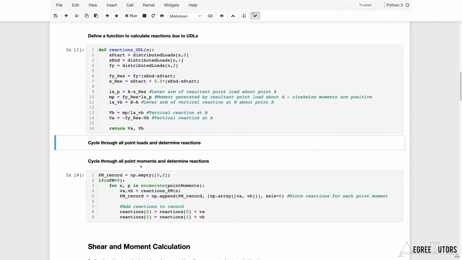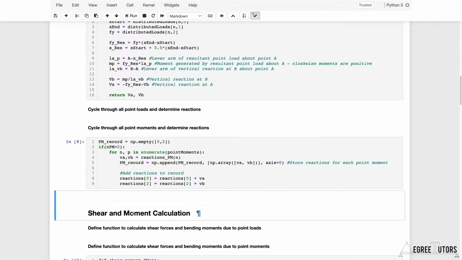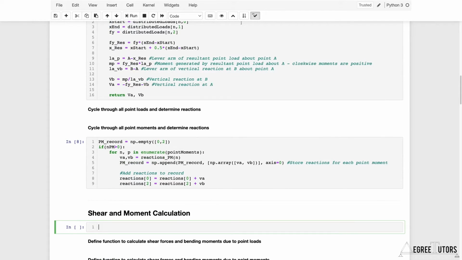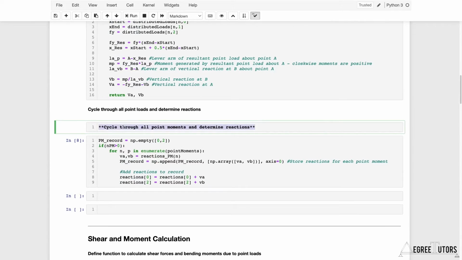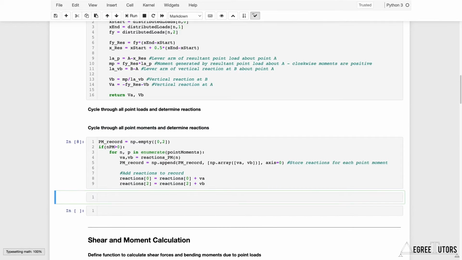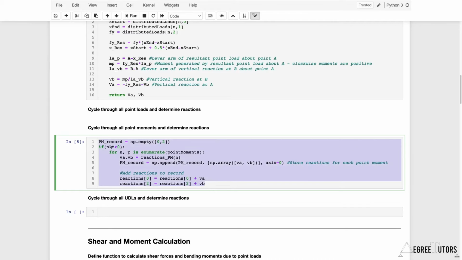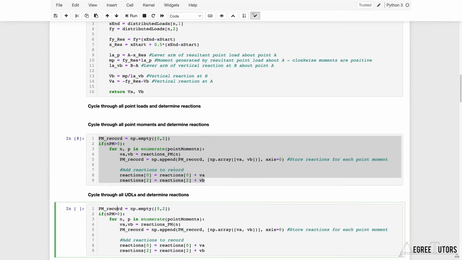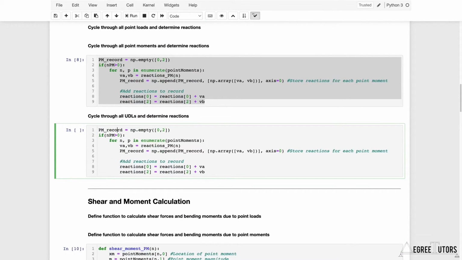Let's come along then and do our usual trick of cycling through each of the uniformly distributed loads. Okay, let's copy this down. So I'll cycle through all UDLs and determine reactions. So again, I'm going to copy all of this, drop it in here, and then make my amendments, right? So what am I dealing with? I'm saying PM, let's call this, instead of PM, let's call this UDL record. And everything on the right hand side is fine. Now this is going to be UDL.